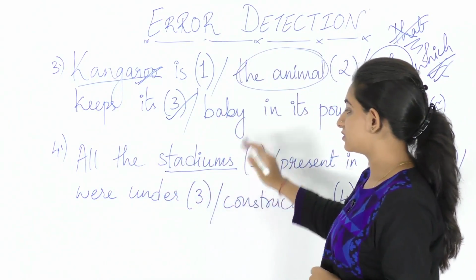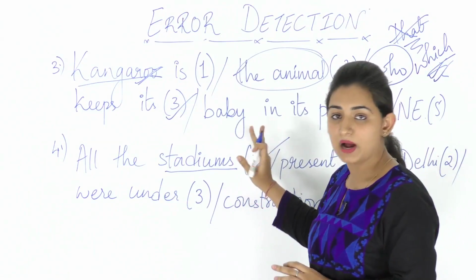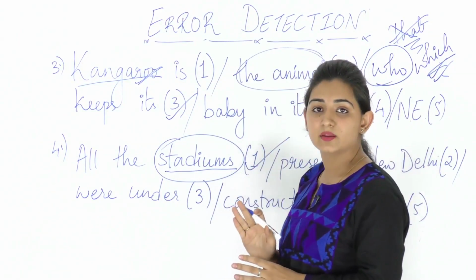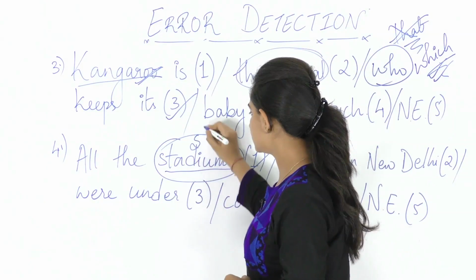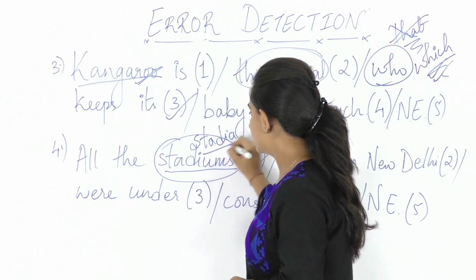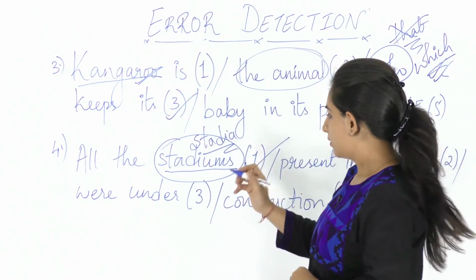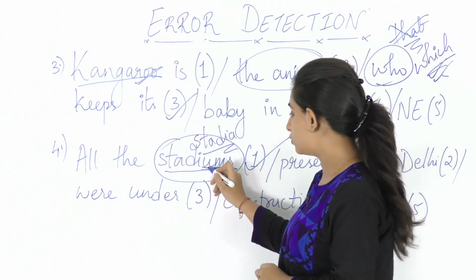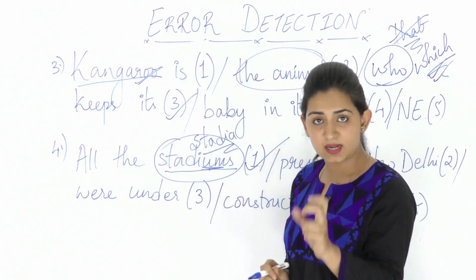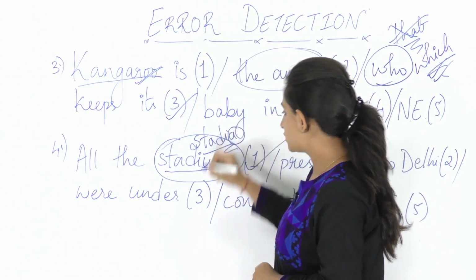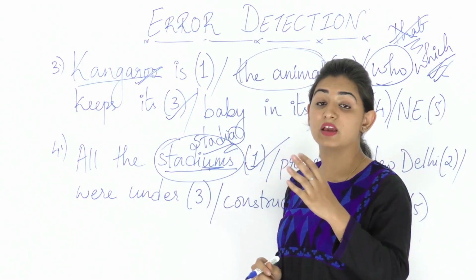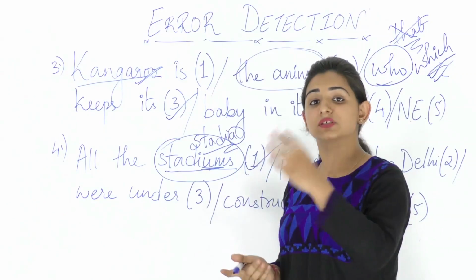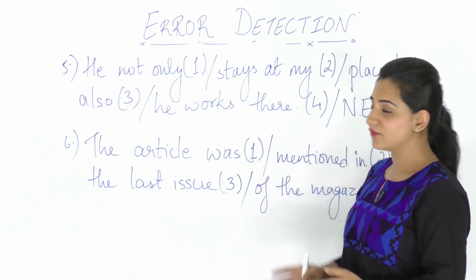All the stadiums. Now we have an error in part 1 only. Why? We never use stadiums. If we want to write the plural form of stadium, what we will write is stadia. This is the plural form of stadium. Why? We have a rule, there are certain words which end with um. If we have a word ending with um, we change it to a to form its plural form. Like we have memorandum, it becomes memoranda. We have datum, it becomes data. Now let's have a look at these sentences.